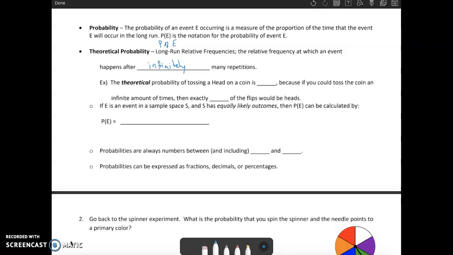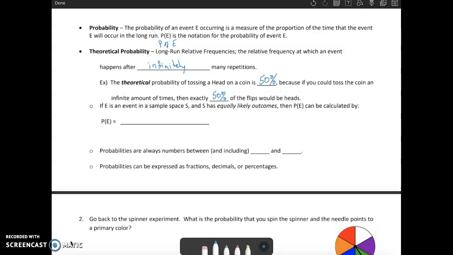So as an example, the theoretical probability of tossing a head on a coin is 50%, and that probably seems right and feels right to you. The reasoning is because if you could toss a coin an infinite number of times, then exactly half, or 50%, of those flips would be heads. Okay, so this is in theory. We can't actually flip a coin infinitely many times. But if we could, it would come up exactly 50-50, which is why we accept that as the theoretical probability.